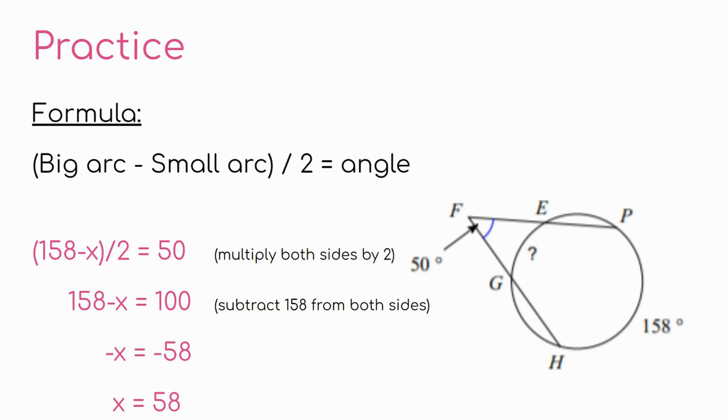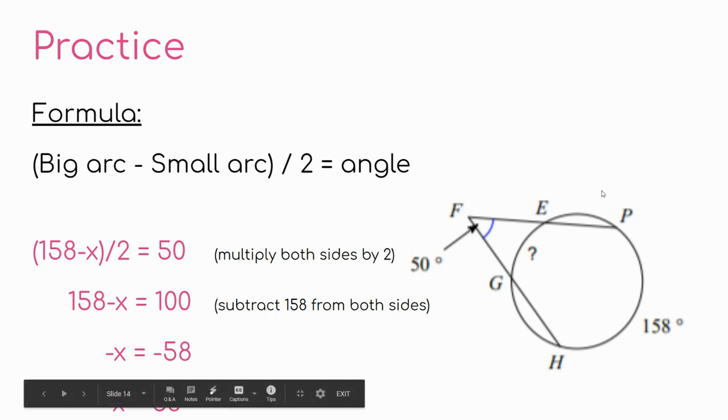All right. So those are the two ways to solve the problems. It doesn't really get any more complicated than that. You're either going to just subtract the arcs and divide by 2, or you might have to do a little bit of algebra like in these last two problems. There is one more thing I want to talk about. So these are both secants. You can tell that they're secants because they're intersecting the circle at 2 points. So we've got this secant intersecting at E and P. This secant is intersecting at G and H.